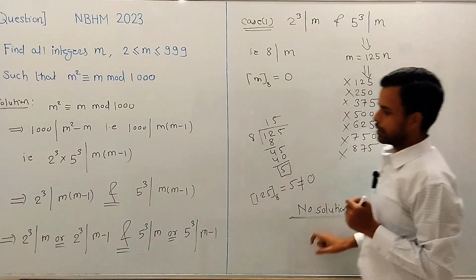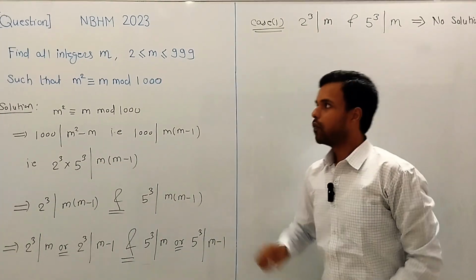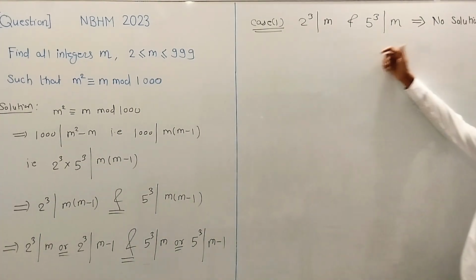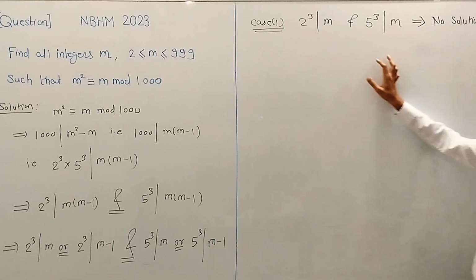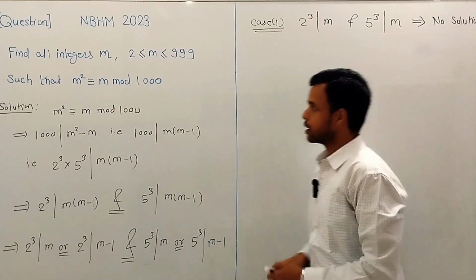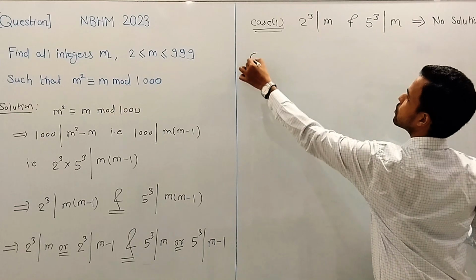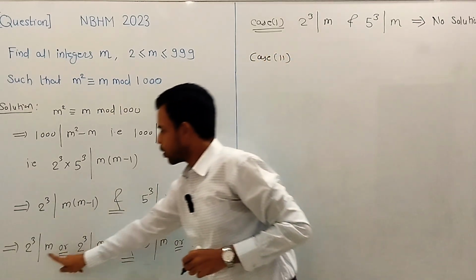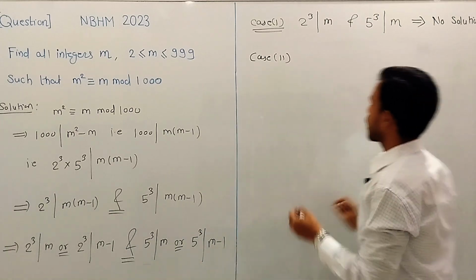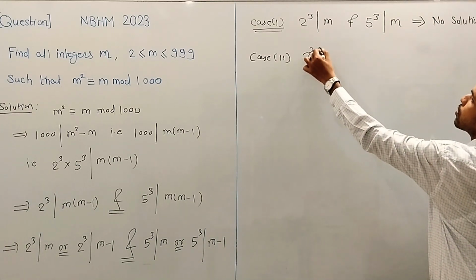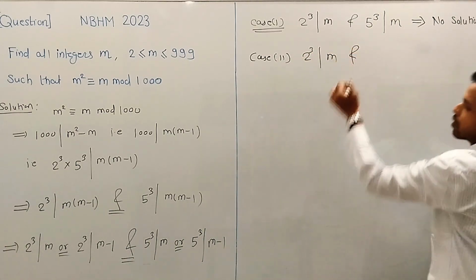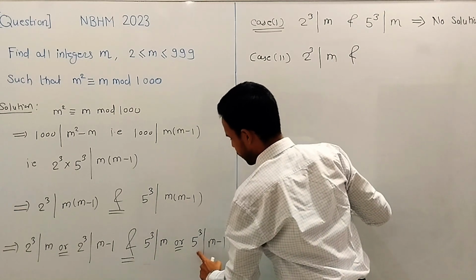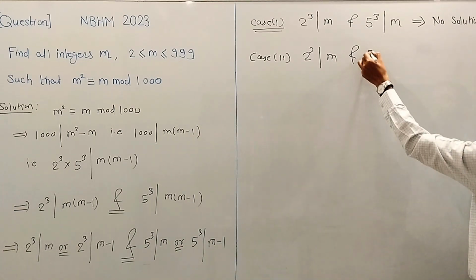Now let's move to case 2. Up to now, we have seen that in case 1, we get no solution. So let's consider the different case. Case 2: say 2 cube divides m and 5 cube divides m minus 1.